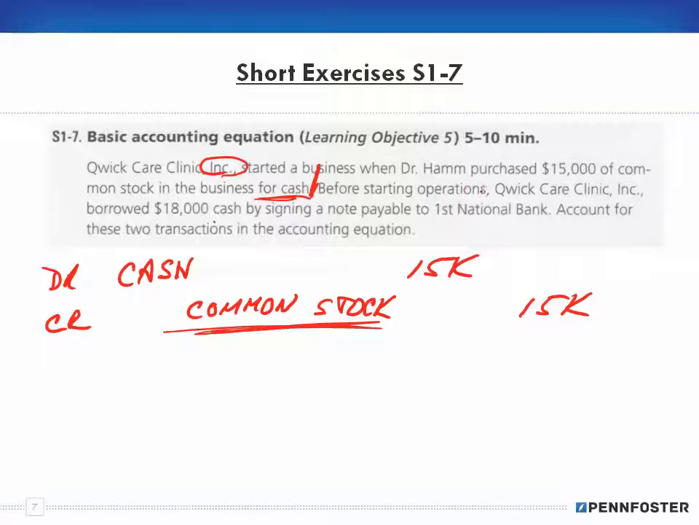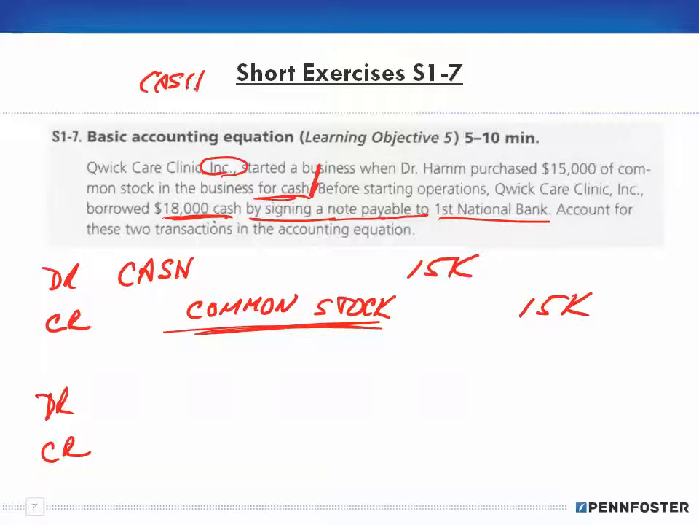Now, before starting operations, Quick Hair Clinic Inc. borrowed $18,000 in cash by signing a note payable to First National Bank. Now, if I'm borrowing $18,000 in cash, that's another transaction. Okay, so I have a debit and I have a credit. And again, I'm asking myself the question, am I affecting cash? Okay, and the answer is yes.